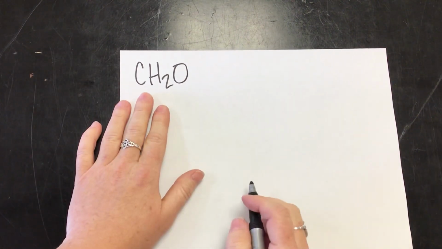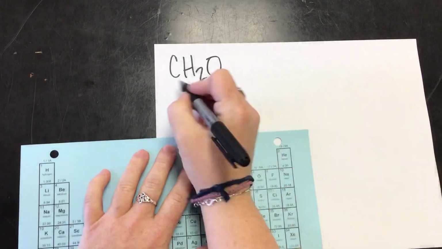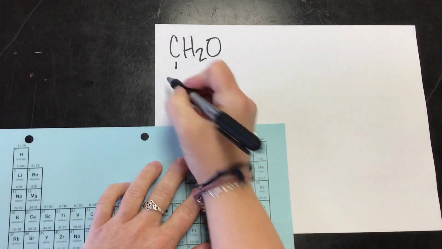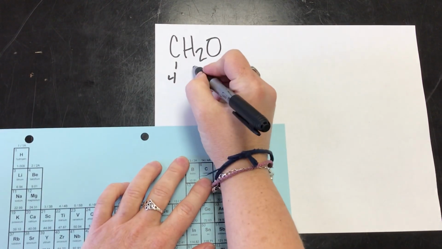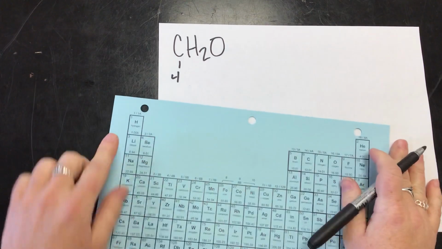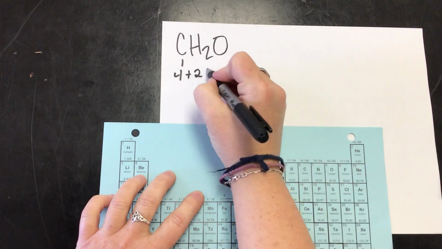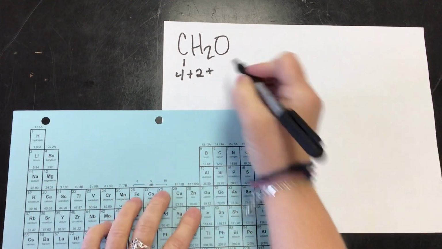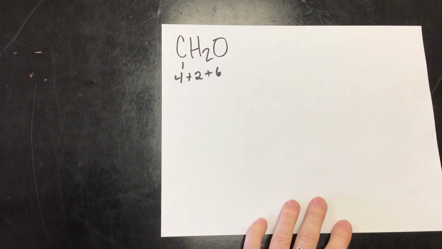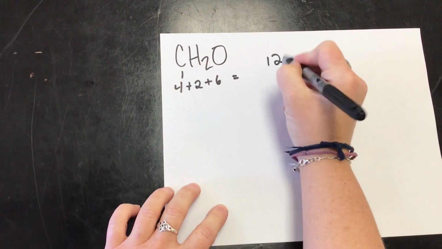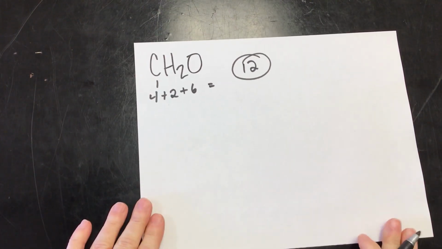The next molecule that we're going to do is CH2O. And our first step is those grab bag electrons. So from carbon, we're going to get 4 electrons. From hydrogen, since there are 2 of them, I'm just going to add the hydrogens together. So we're going to get 2 electrons, and then from the oxygen, we get 6 electrons. That gives us a total of 12 valence electrons for this structure.